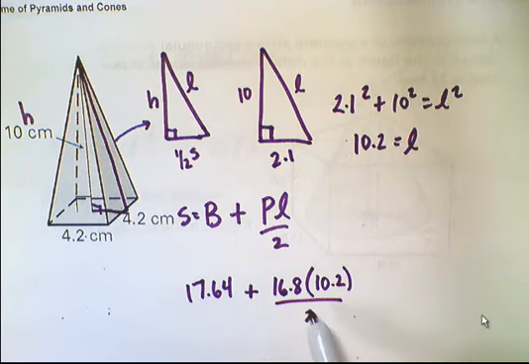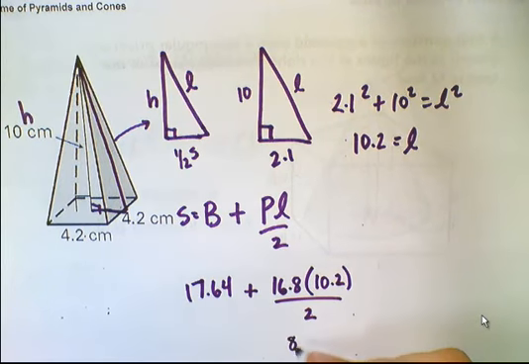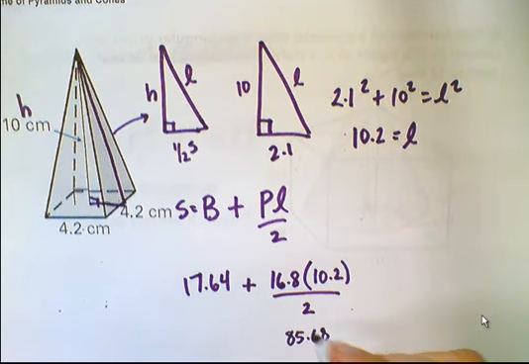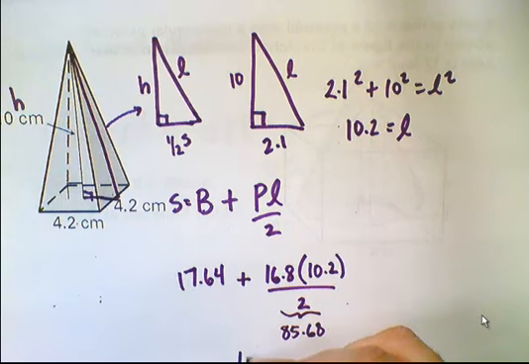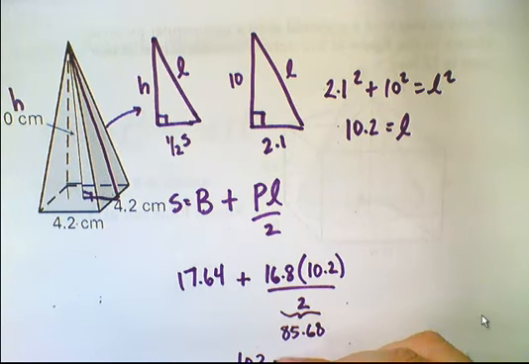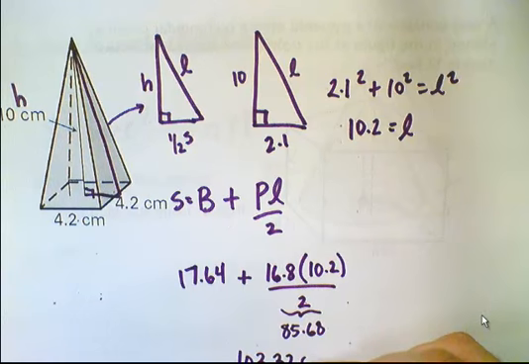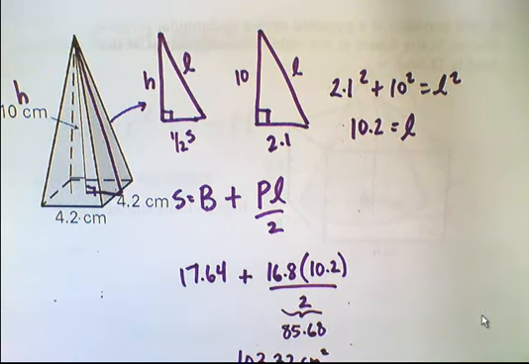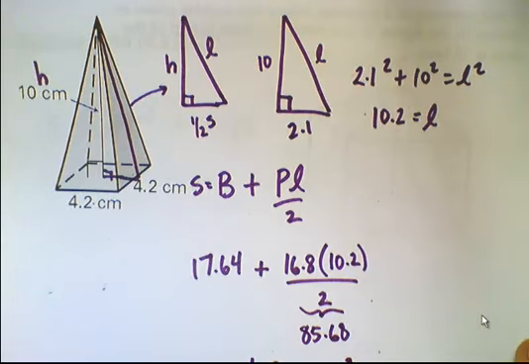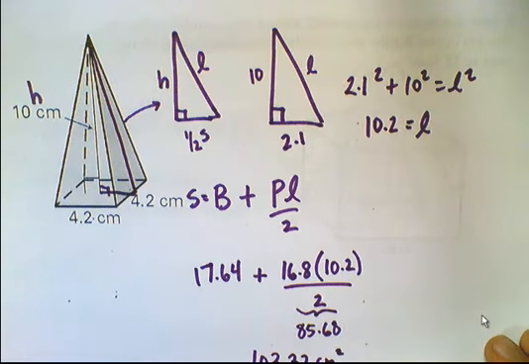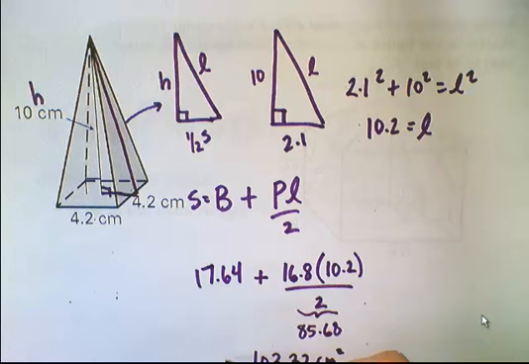When I do this calculation right here, I get 85.68. And now I'm going to add 85.68 to 17.64. And I'm going to get 103.32 centimeters squared. And that is how we calculate the surface area of a pyramid.